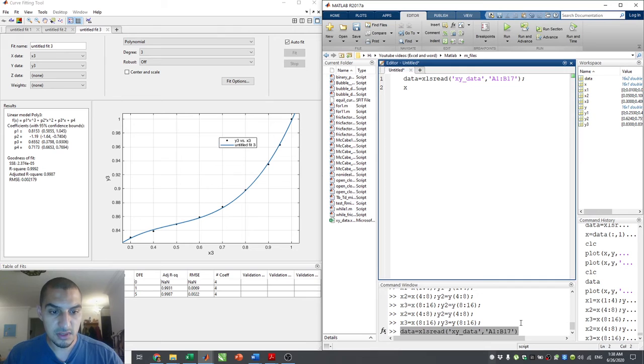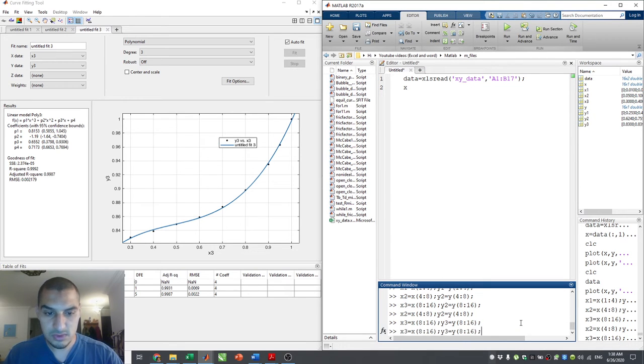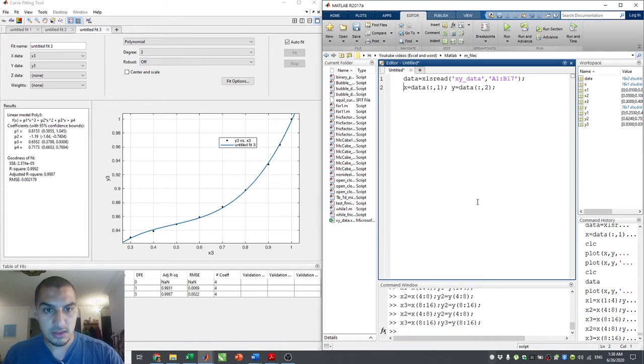And then I'm gonna get x, yep, so this here. So now I have the experimental data. I can put this as experimental data. So I have all the experimental data here, and now I'm gonna get the fitting data.